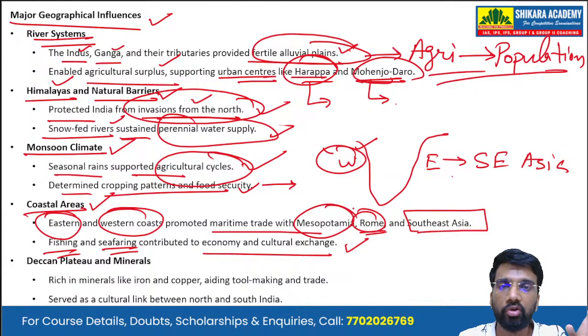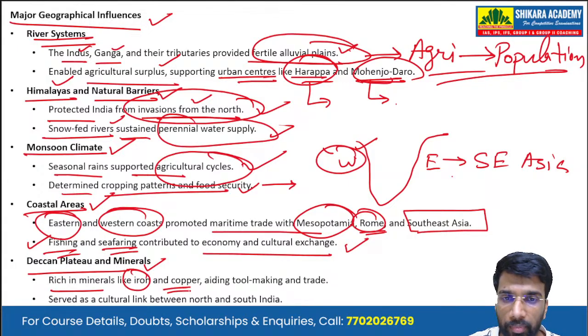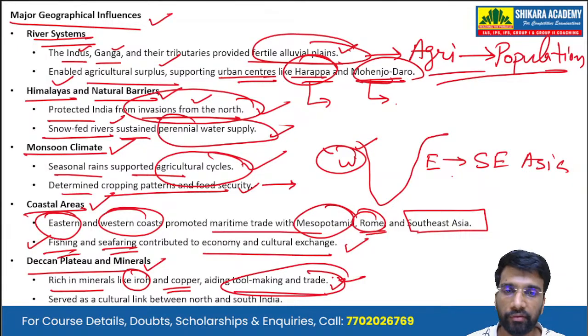It boosted the economy and helped in cultural exchange. The fishing community in ancient India was also using these coastal regions. Then there was the Deccan Plateau and the minerals. The Deccan Plateau we know is rich in minerals like iron and copper, which aids in tool making and trade. So minerals, especially iron, were used to make tools and in trade.